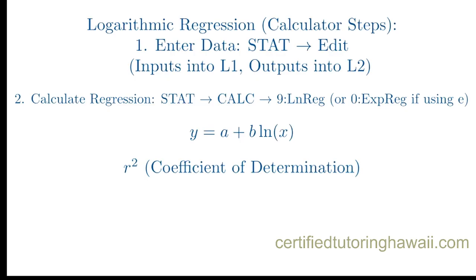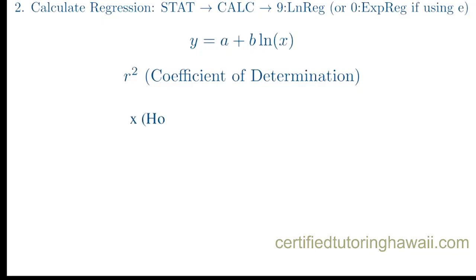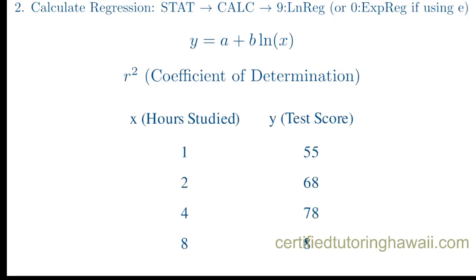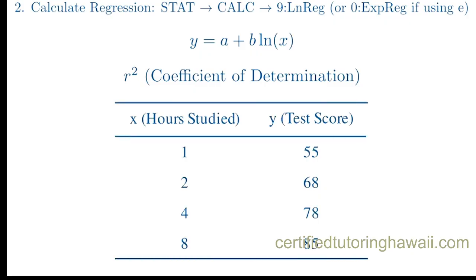Let's apply this. Here's a table of hours studied versus test score. A student studies for 1 hour and gets a 55, then 2 hours for a 68, and so on. Notice the pattern? The score improvement for the first hour is 13 points, but for the last 4 hours it's only 7 points. This is diminishing returns, a perfect candidate for logarithmic regression.